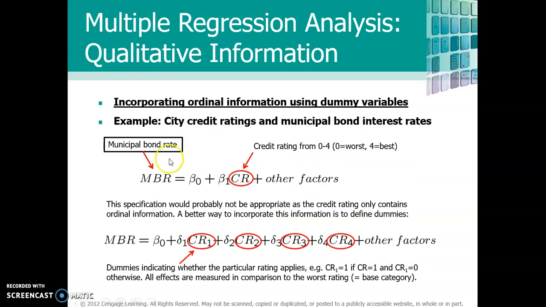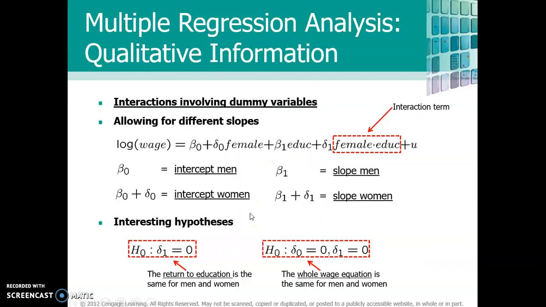Okay, so of course you might find some instances where the information is ordinal. If you have ordinal information, you can also again use just dummy variables to express or to find the effect of such a variable on the dependent variable. And here is a clear example that you can just go through on your own.